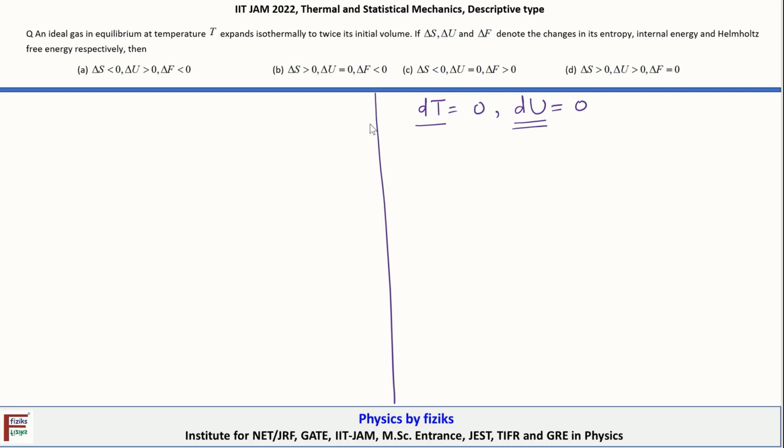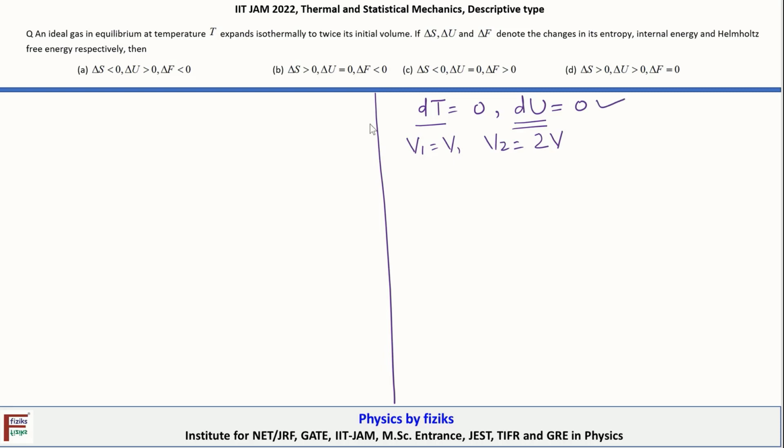So the statement is the ideal gas expands isothermally to twice its original volume. So another point given to us is V1 equal to V and V2 equal to twice the initial volume. If delta S, delta U and delta F denote the changes in the entropy, internal energy and Helmholtz free energy respectively, then we have to figure out which one of the following four options is going to be correct. So let's try to figure it out.